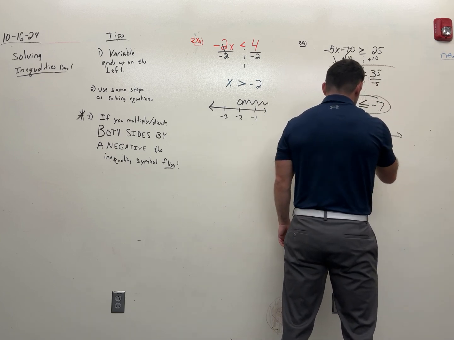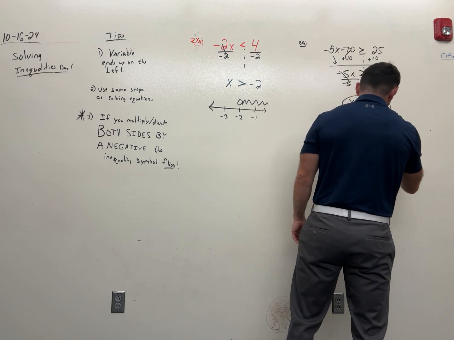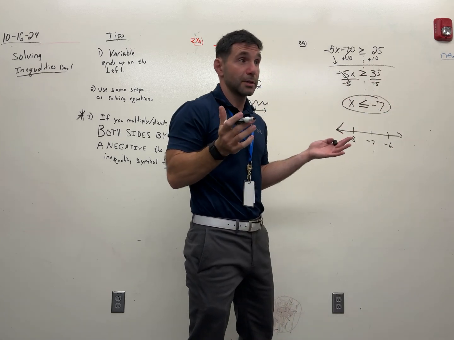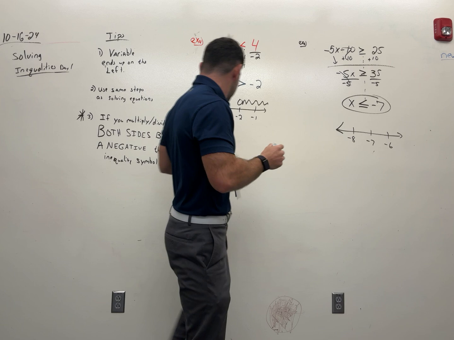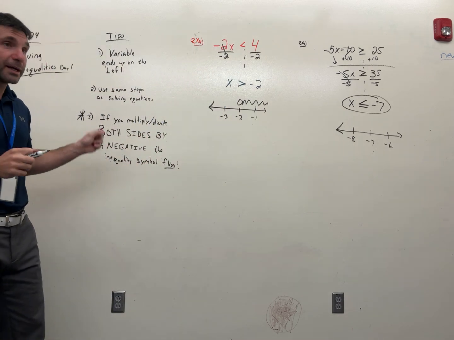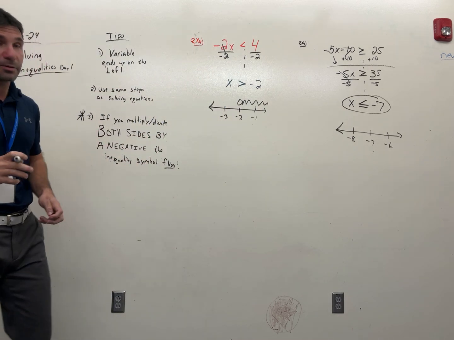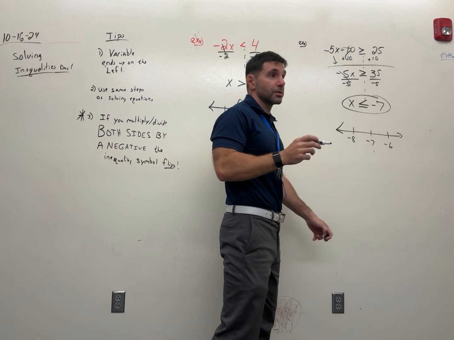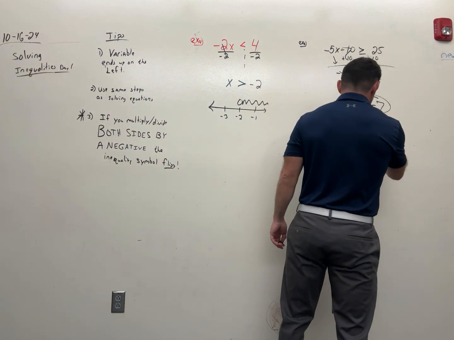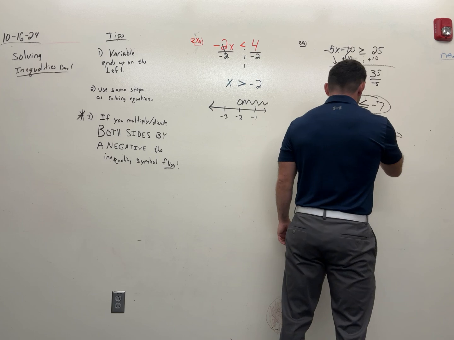And I'm telling you that that is where you're going to make a mistake. You're going to forget to flip it, okay? That's why we're going to continue to remind you: when we multiply or divide by a negative on both sides, the inequality symbol flips. Open circle, closed circle. Closed. It goes to the wall.